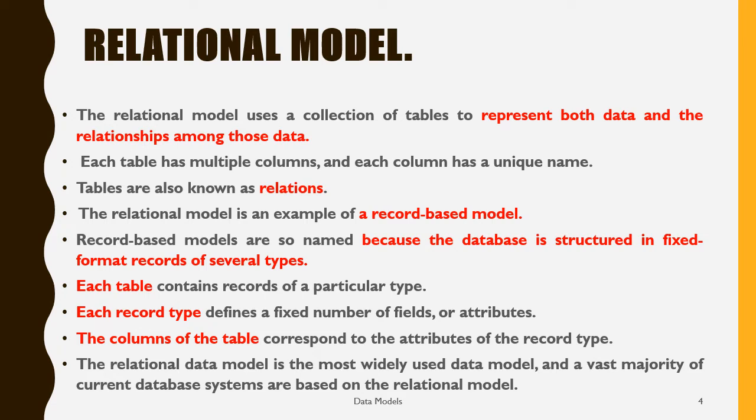So each table contains records of a particular type and each record type defines a fixed number of fields or attributes. As told earlier, a student personal detail table may contain student number, student name, their address, parents' details, etc. The columns of the table correspond to the attributes of the record type. The relational data model is the most widely used data model and a vast majority of current database systems are based on this relational data model.